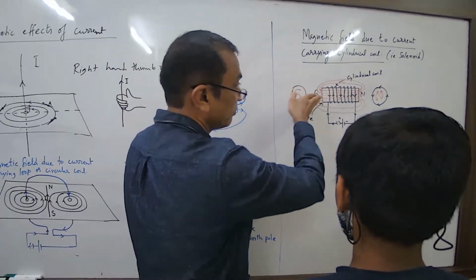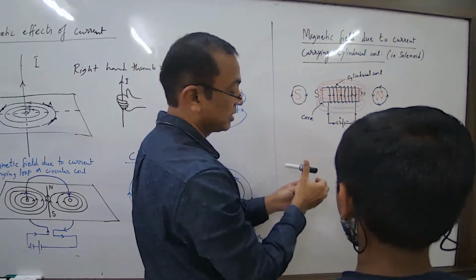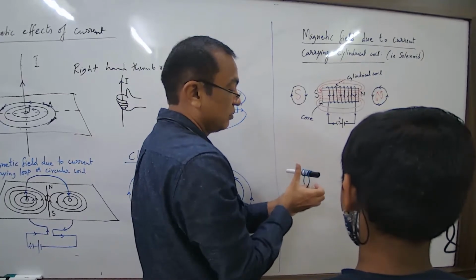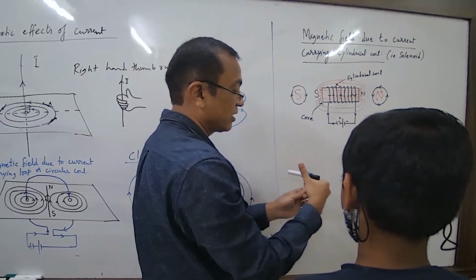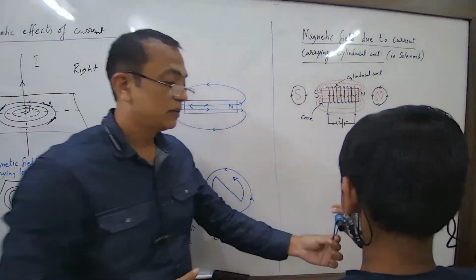You have to be very careful. The field is going through the coil. Thumb is like this. So where is the finger? Thumb you keep out. So the finger has to encircle the wire. Then it is going inside. Take it, try.